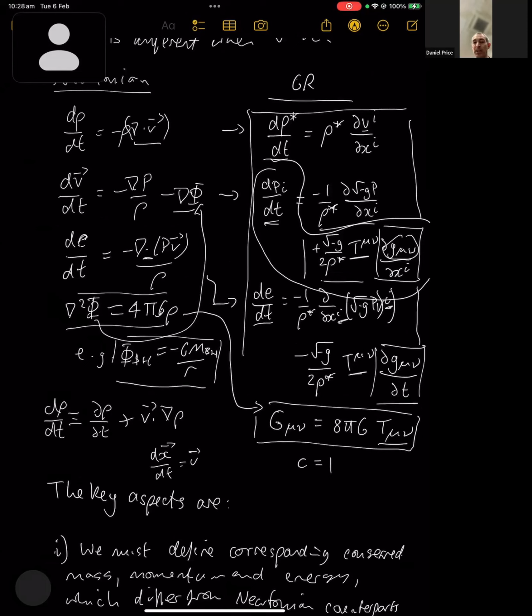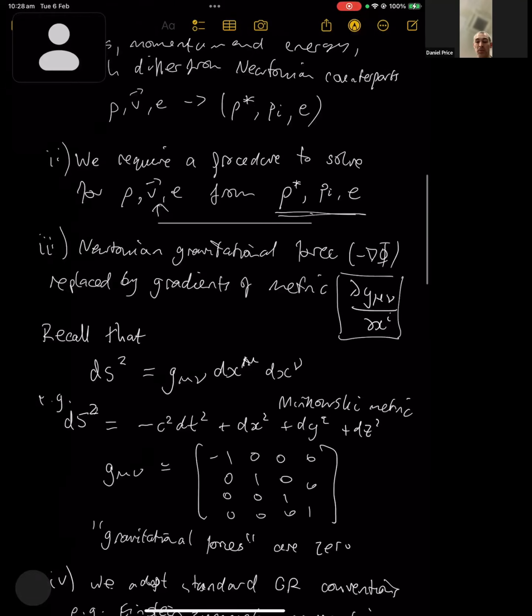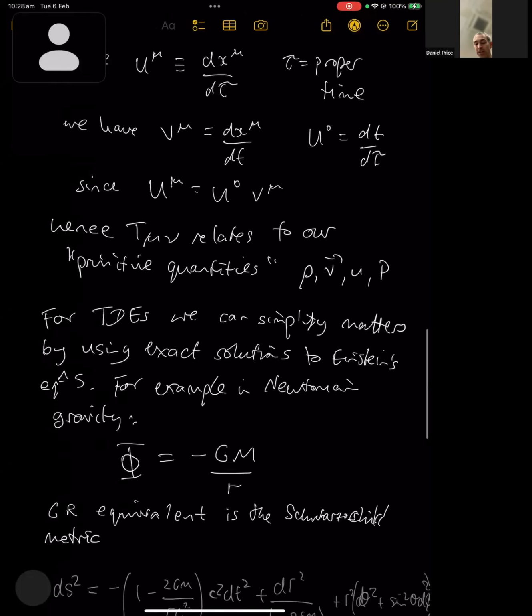Because these equations up here are completely coordinate independent, we could choose our simulation to be in spherical coordinates, or we could choose it to be in Cartesian coordinates. Cartesian coordinates is convenient because it just makes this square root of minus g term 1 everywhere. But there's no reason why you couldn't choose spherical coordinates if you wanted to.